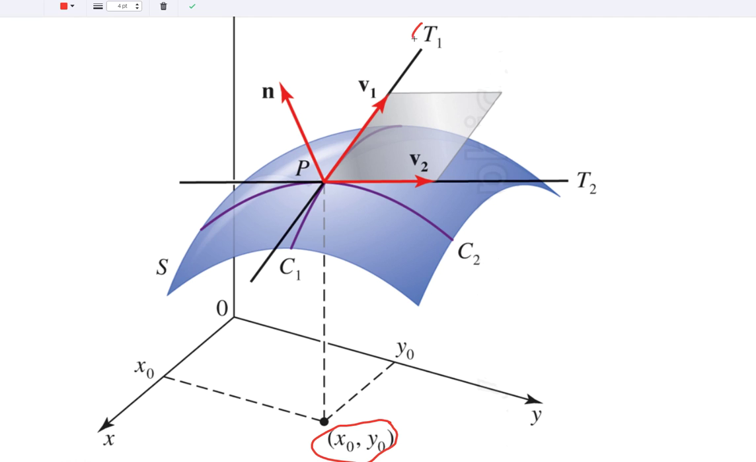This is where y is being held constant, where y is equal to y naught. So you could talk about the slope of the tangent line to that curve right here. You can see the purple-looking curve. There's the tangent line T1. It has a certain slope. That would be the partial derivative of the function f, or z if you wish, evaluated at the point x naught, y naught. And likewise, T2 is the tangent line to the curve at the point P. There, x is being held constant, so that's the partial derivative of f with respect to y.